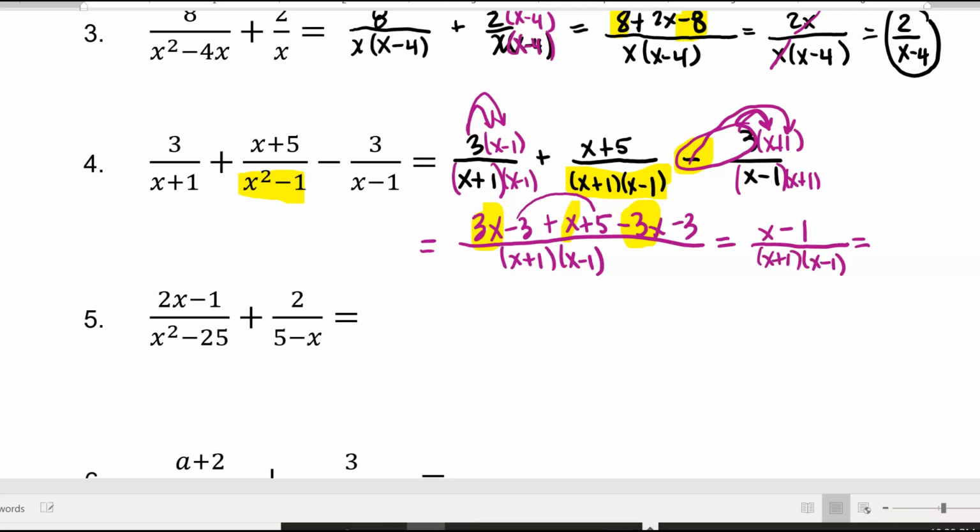And we're not done yet because x minus 1 cancels with x minus 1. And what is our final answer? If you said 1 over x plus 1, you are correct.